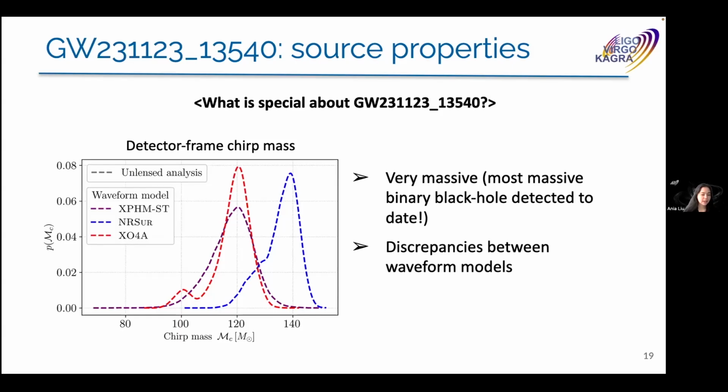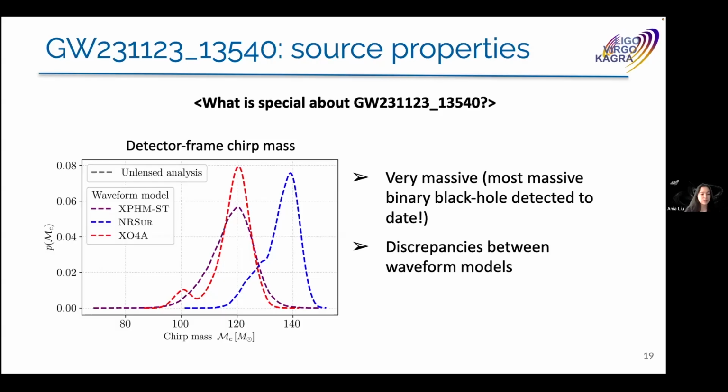But there is something else interesting here. If you compare the different colored curves, which correspond to analysis without lensing, using different waveform models, you can see noticeable discrepancies between the waveform models. In particular, the blue curve prefers significantly higher chirp masses than the others.